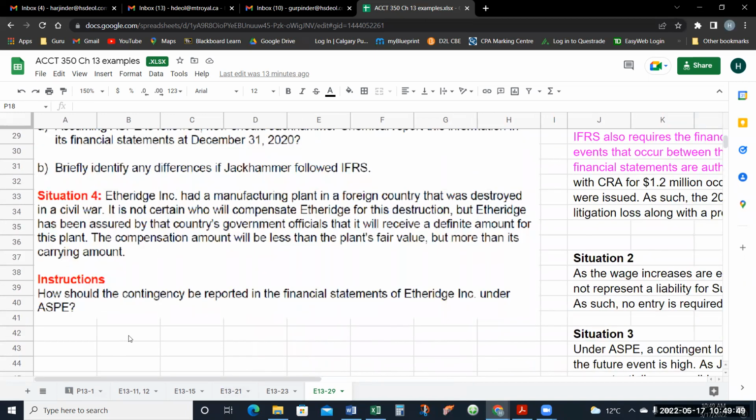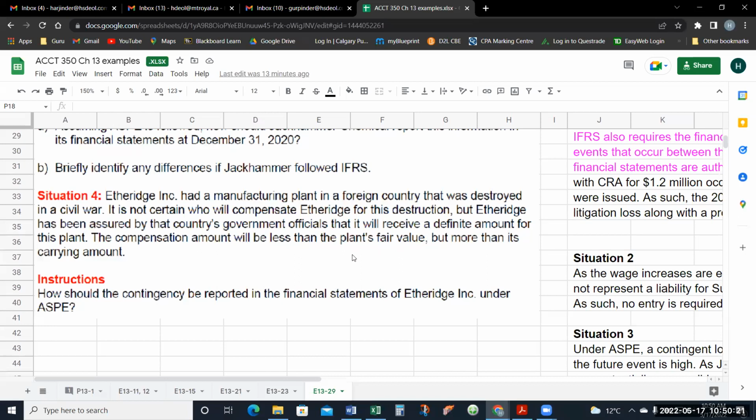The last situation is Etheridge has a manufacturing plant in a foreign country that was destroyed in a civil war. It's not certain who will compensate Etheridge for this destruction, but Etheridge has been assured by that particular country's government officials that it will receive a definite amount for this plant. The compensation amount will be less than the plant's fair value, but more than its carrying amount. So how should the contingency be reported on the financial statements?